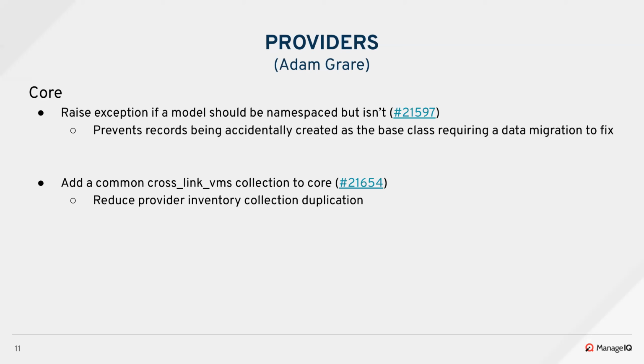We also added a common cross-link VMs collection. This was defined in a couple of places in different providers where they're looking to create a cross-link from one type of record to another one, for example, an Ansible Tower server to a VM in another provider. The collection was redefined by a number of providers, so we just moved that collection to core, and we were able to reduce duplication in the individual providers. Next slide.